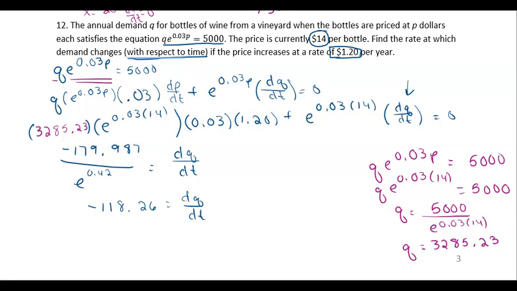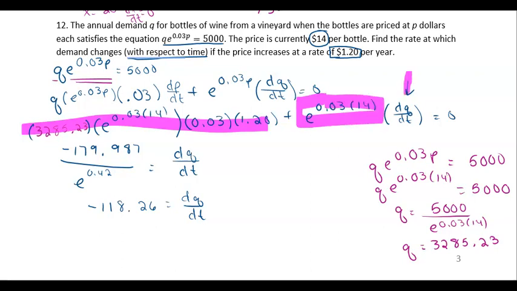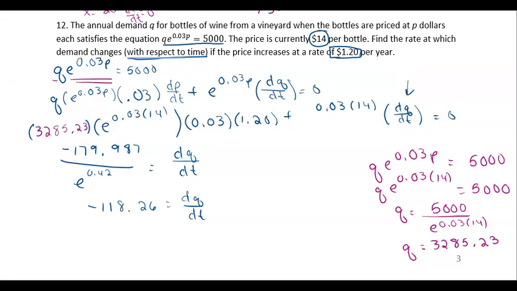So what does that mean? Well, we did a little simplifying here. We simplified all of our part right here, and then we moved it over to the other side of the equal sign, and then we divided right here to isolate our dQ/dt. So once we did all that algebra and typed it in, we got negative 118.26. That means the rate of change of the demand is negative 118.26, or in other words, the demand is decreasing by 118 per year when they are raising the price at a rate of $1.20 per bottle per year.